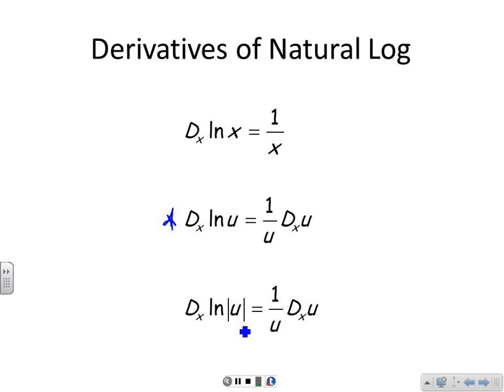And then here, if you have something in absolute value, it's kind of like an embedded function as well. This just says that the derivative of the natural log of an embedded function, or the absolute value of an embedded function, is equal to 1 over u times the derivative of u. So again, this is the main one that we need to remember. The derivative of the natural log of any function is 1 over that function times the derivative of the function.